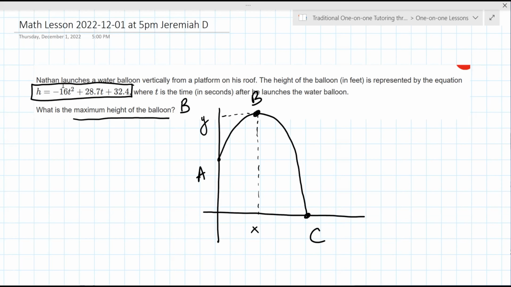All right, so notice how this one asks for the maximum height. It doesn't ask when the maximum height occurs. It just says what is the maximum height. So this is asking for the Y value. Okay, now do you have the ability to graph this for us in Desmos real quick? Yep. So I want you to graph it and then give me the Y value at this point B. You should be able to just click on it and it'll tell you that value.